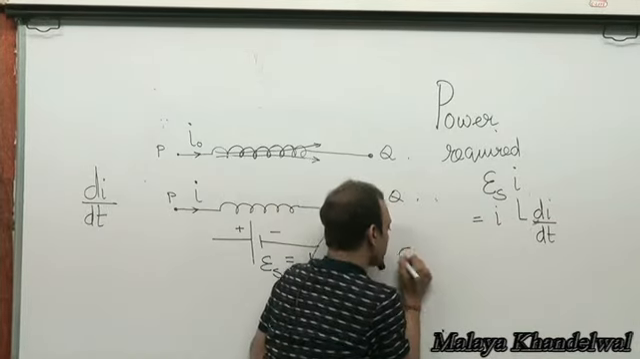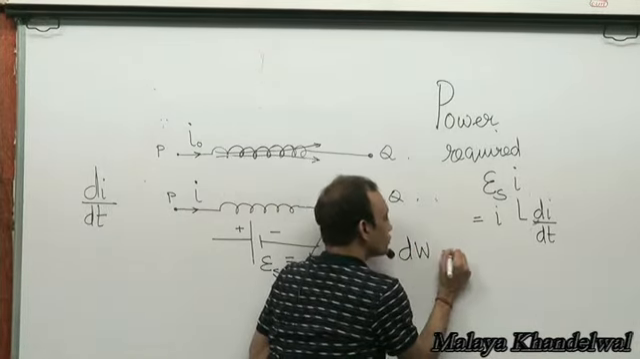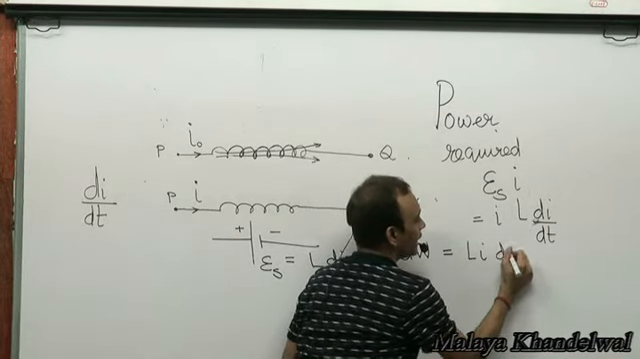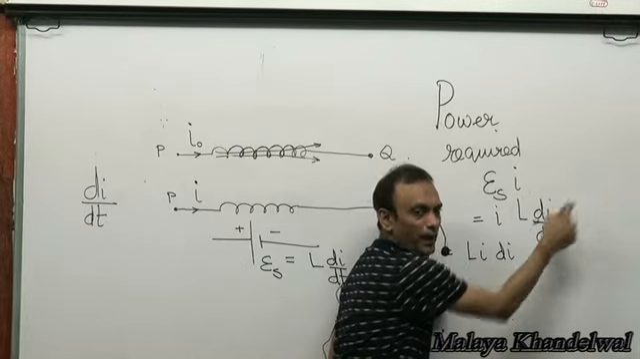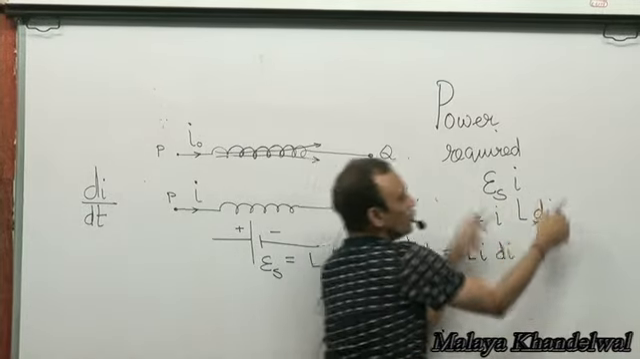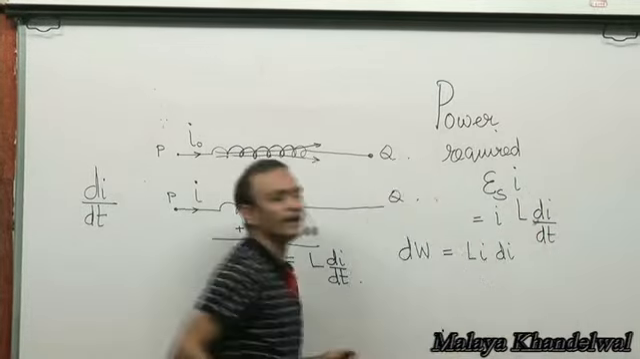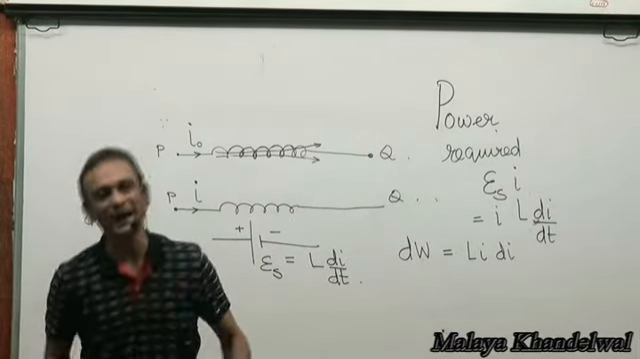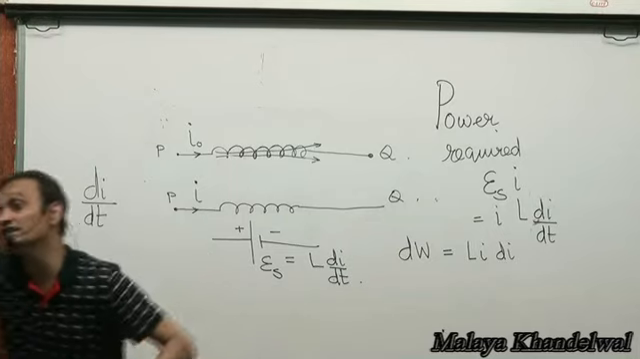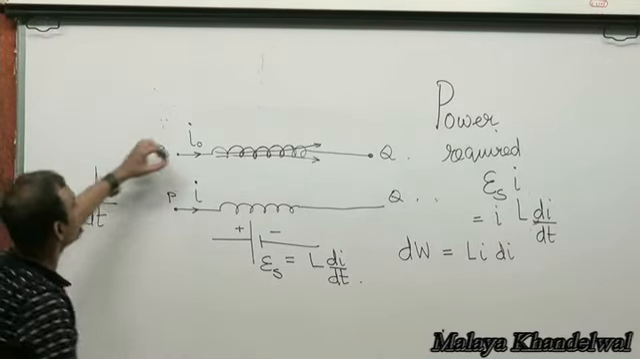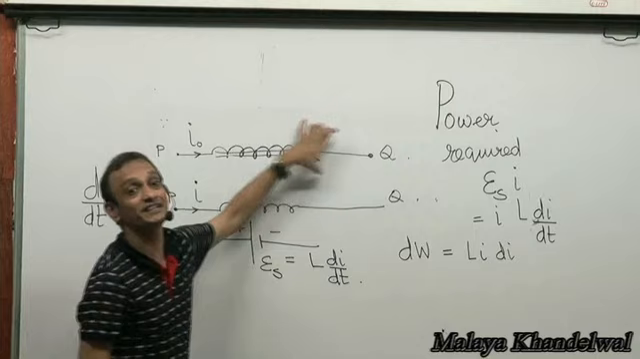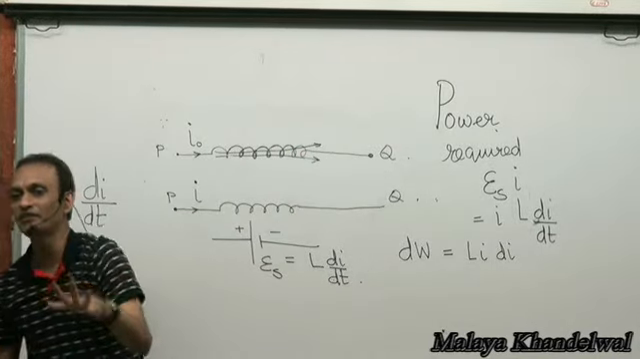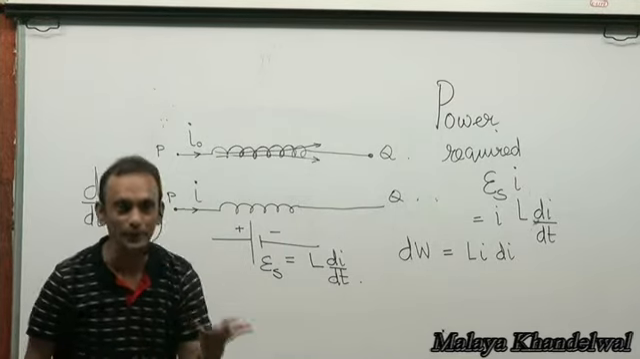So the work done to drive through this opposition is going to be L i di/dt into dt. Power into dt would give me L i di. Yes or no? Who will supply this energy? The battery will supply this energy. Where will this energy appear? Energy will appear as potential energy in the magnetic field, right?